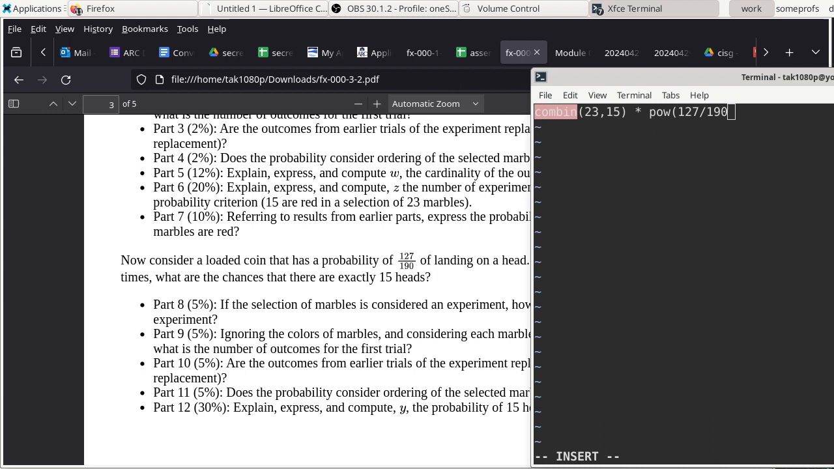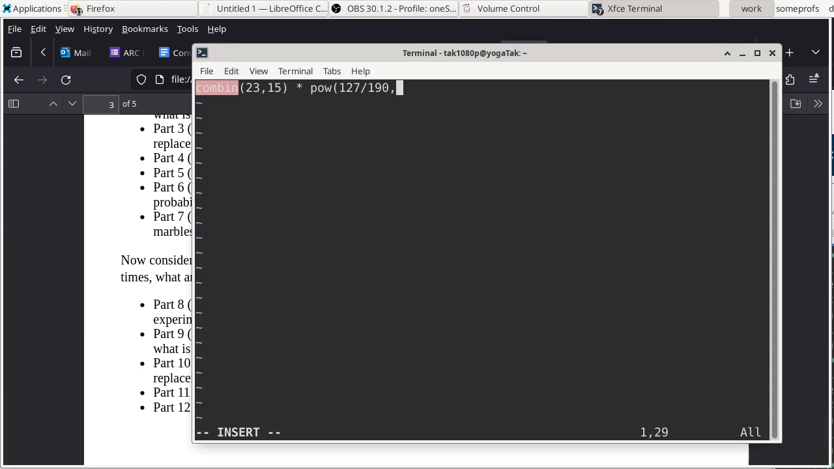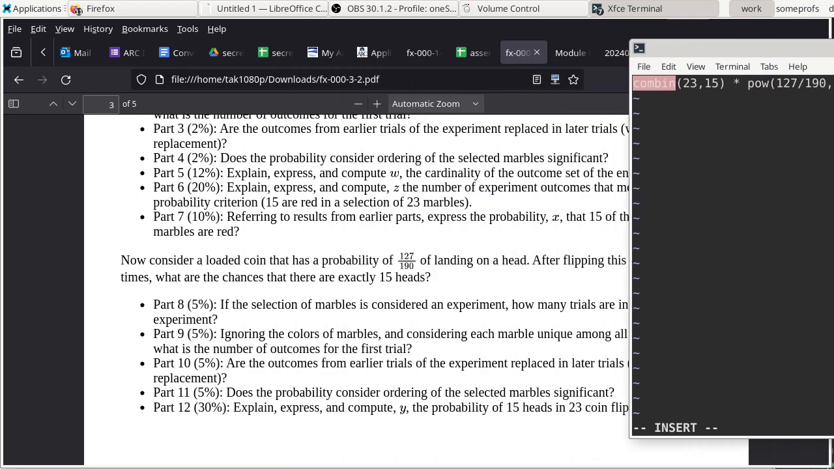Okay, so let me get back to here. And this is raised to the power of 15 because these account for the 15 coin flips that land on the head. And then we also have to remember to multiply the rest. So I'm just going to use 190 minus 127, the whole thing divided by 190. And this would be raised to the power of 23 minus 15, which is 8, but I'm just going to spell out the expression here. So this would be the correct answer for part 12.